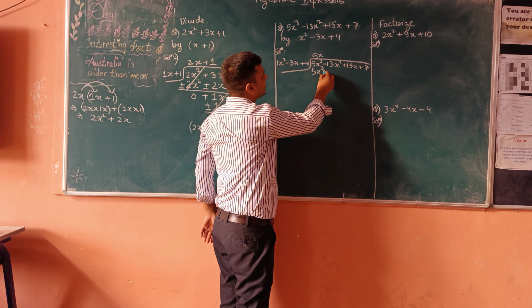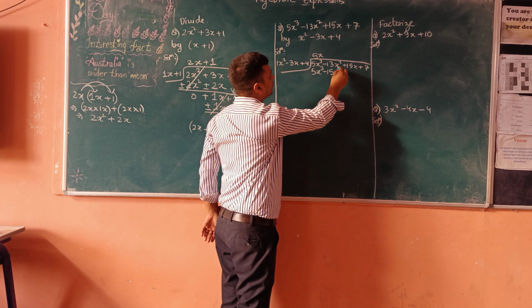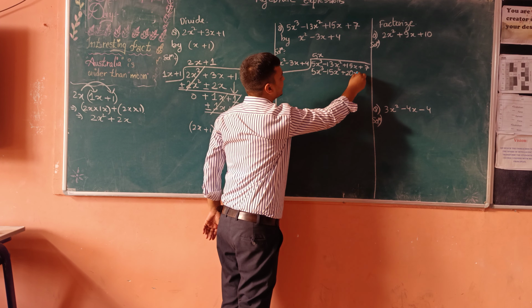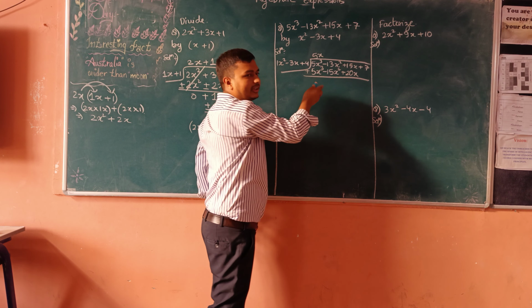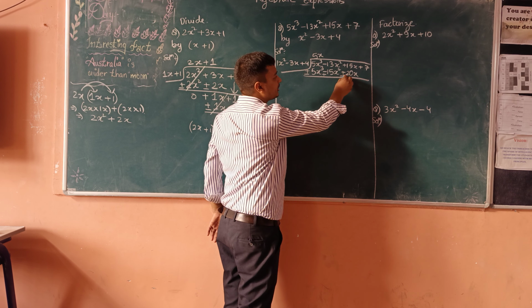Next, plus into minus, minus. 5 3s are 15, x into x, x square. Plus into plus, plus. 5 4s are 20x. Now what is the next line? Every time I am doing the sign change. Now plus will become minus, minus will become plus, plus will become minus.